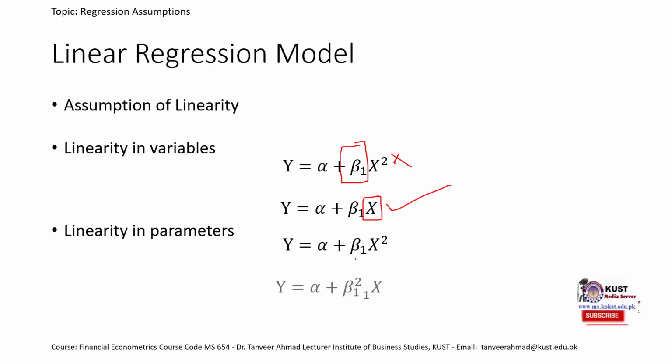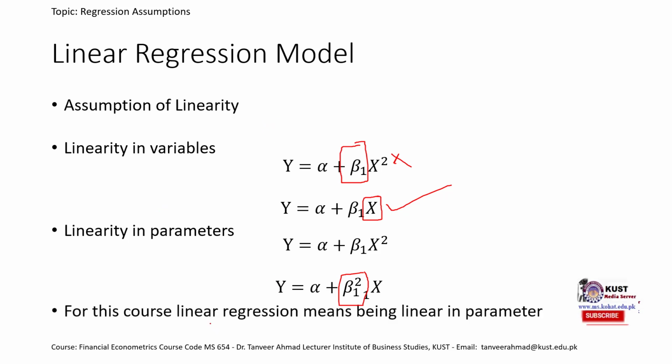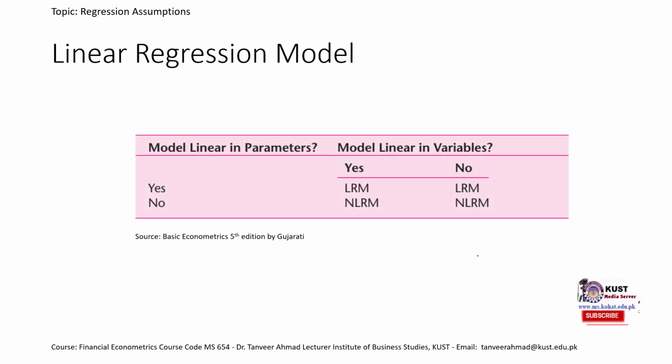In case of this linearity in parameters, we can see that we have this term which is beta square. Obviously this is not linear in parameters. So the linear regression assumption states that the model should be linear in parameters. It can or cannot be linear in variables, but it should be linear in parameters. And this would be better understandable with this table.